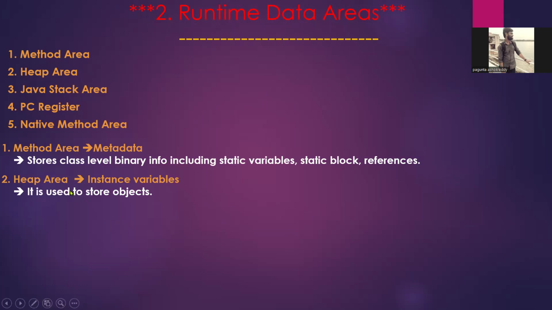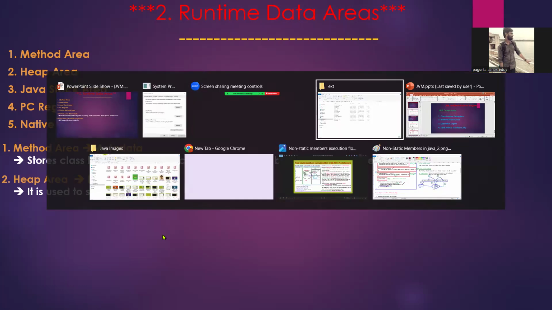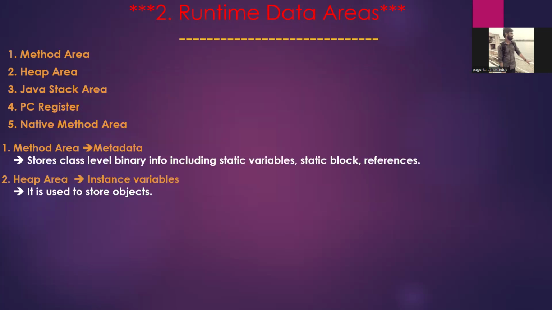Heap area. In the method area, we can see static variable initialization and static block. Here, the heap area is used to store objects. But keep in mind that there are two things here: object creation and object initialization. What is object creation? When does object creation happen, and when does object initialization happen?